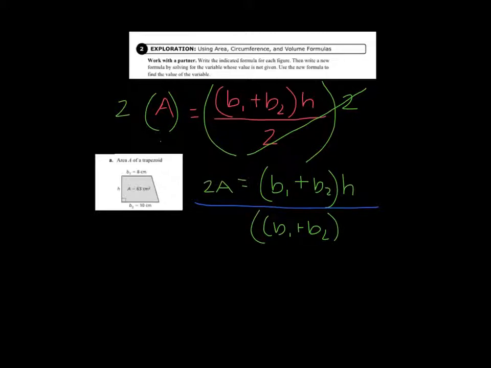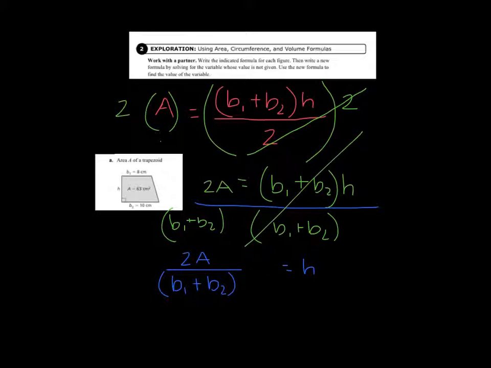Now this might look a little strange to you, but if you think about it, anything divided by itself makes 1. And so when I divide b1 plus b2 by itself, and I have to do that to the other side as well, what winds up happening is over here I'm left with 1h, which is what I'm after. So now I have h all by itself on that side, and on the left I have 2A divided by base 1 plus base 2.